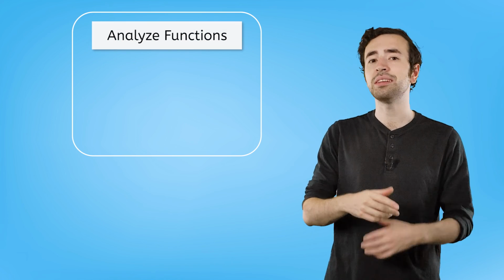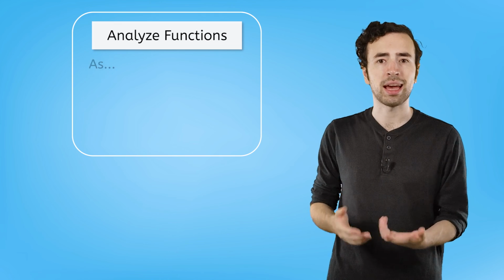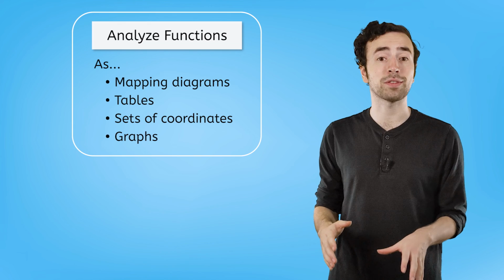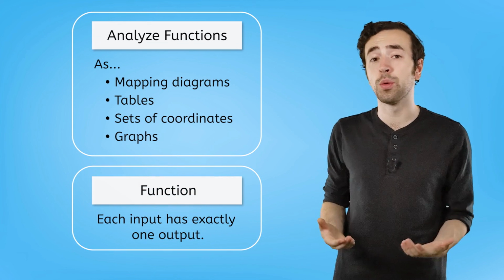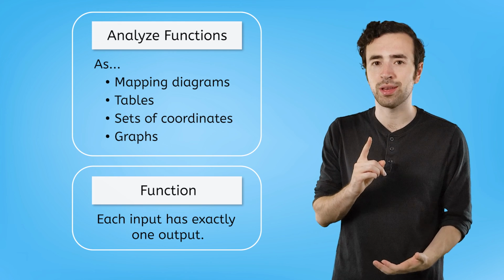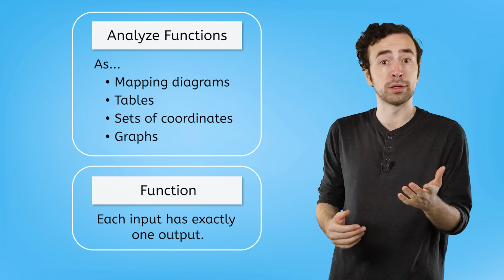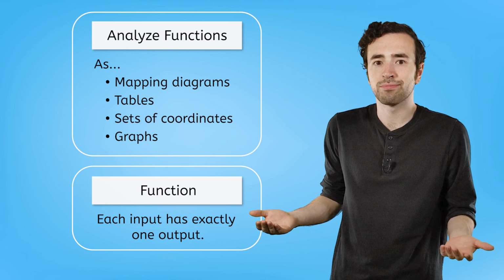In today's lesson, you learned how to determine if a relation is a function, given the variety of ways a relation can be presented, as mapping diagrams, tables, sets of coordinates, or graphs. In each case, no matter how the relation is presented, we always want to inspect that each input has exactly one output. And unfortunately, if that is not the case, then, well, it's not a function.